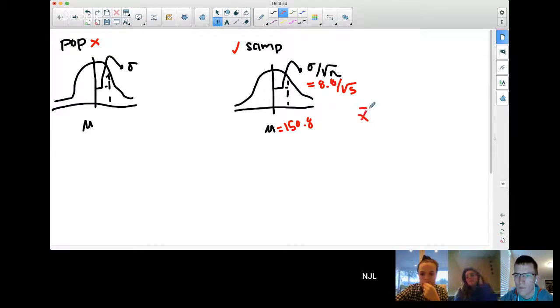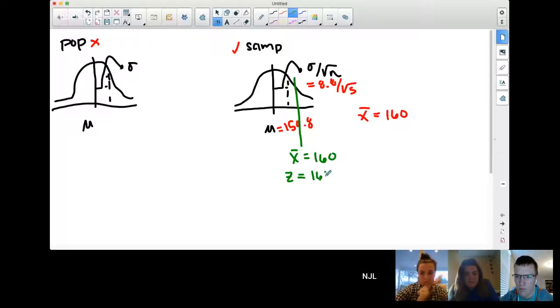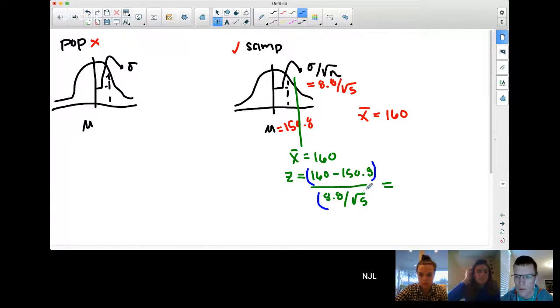And then you said you found an x bar value to be 160, correct? Yes. So now we're doing 160 minus 150.8 divided by not simply 8.8, but 8.8 over the square root of 5. And be careful you do your order of operations correctly. This needs to be in parentheses, and this needs to be in parentheses.